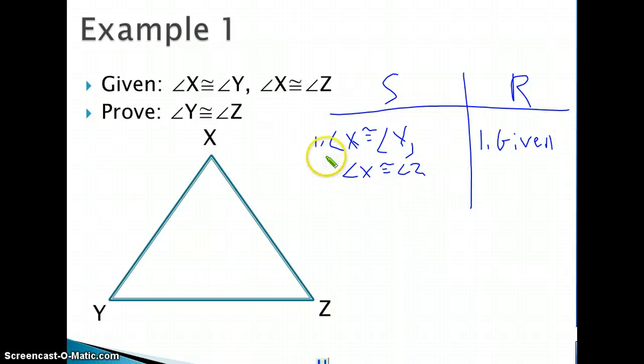Now if we look at our given information, something should jump out at you, that angle x is mentioned in both of our statements, both of our given pieces of information. So if x is congruent to y and x is congruent to z, then applying the transitive property, we can say that angle y is congruent to angle z, and that's called the transitive property.